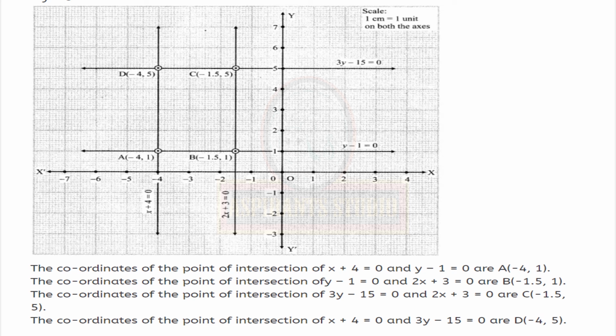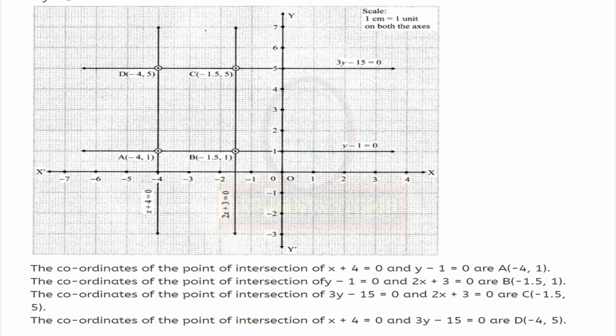Now draw the graphs. After drawing every straight line, you can see the coordinates of the point of intersection of x plus 4 is equal to 0 and y minus 1 is equal to 0 are A, which is otherwise minus 4 comma 1. The coordinates of the point of intersection of y minus 1 is equal to 0 and 2x plus 3 is equal to 0 are B, which is otherwise minus 1.5 comma 1.